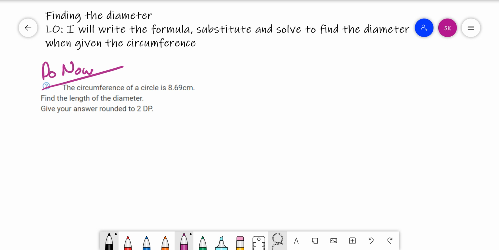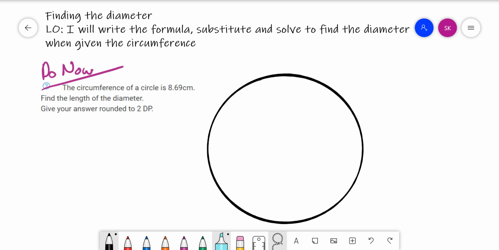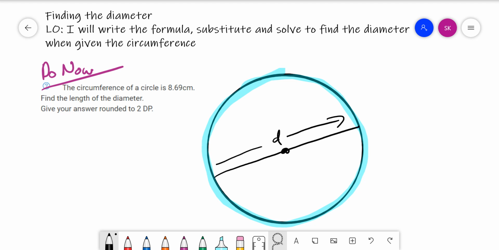Okay, so the do now says the circumference of a circle is 8.69 centimeters. So just to remind you from last lesson, circumference is the distance around a circle. How do we find it? Pi times d, where d is the diameter, which is a straight line going from one side to the other through the center, and pi is an incredible number that the ancient Greeks came up with that links the diameter to the circumference of any circle, no matter its size. It's a little review of last lesson.